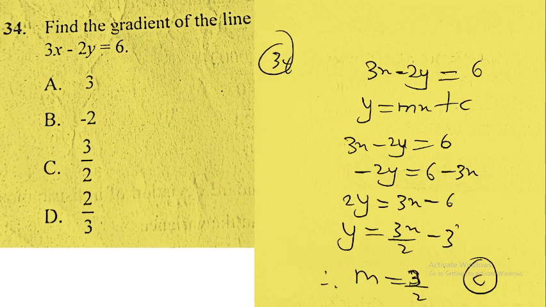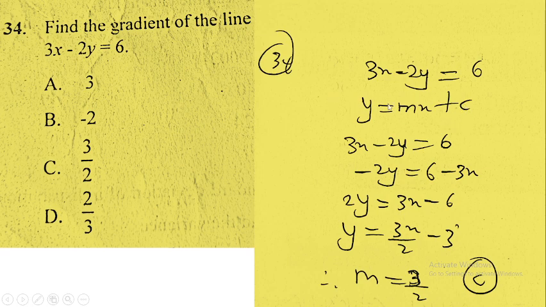Question number 34 is on coordinate geometry, which is the gradient of a straight line. You have to find the gradient of the line 3x minus 2y equals 6. This is a linear equation, so it may represent a straight line. Then you have to find the gradient of the straight line. How do we do that? It's by making this equation look like the template of a linear equation.